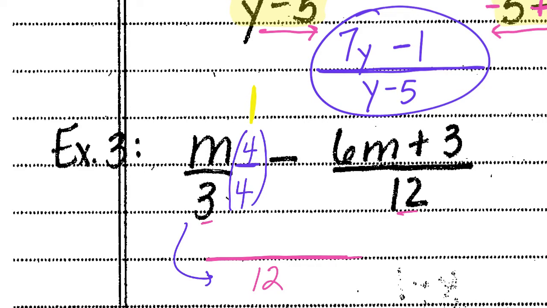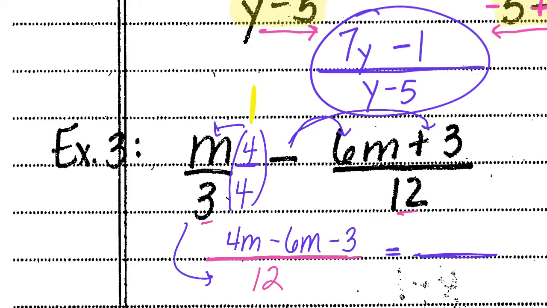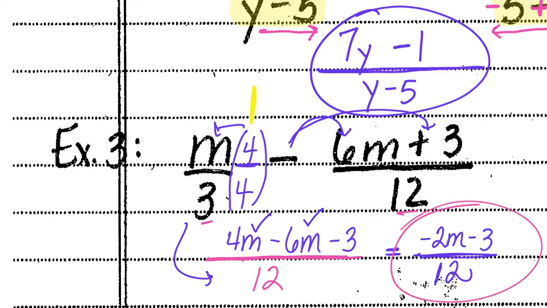So now on the top, I have 4m. And remember this negative is going to go through, so I'm going to distribute this through: minus 6m minus 3. So on the bottom, I still have that 12. 4m and negative 6m is negative 2m. And minus 3 is our answer.